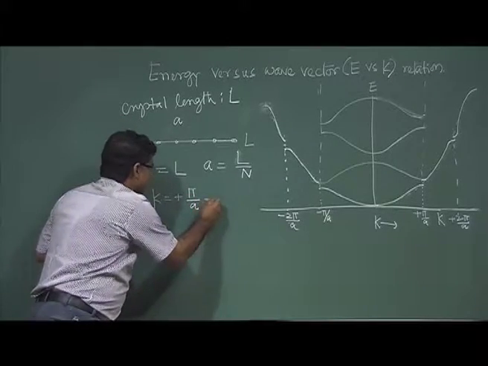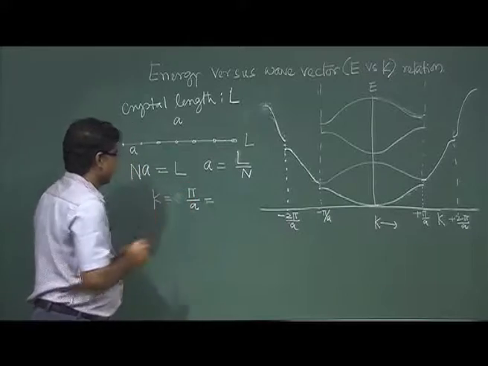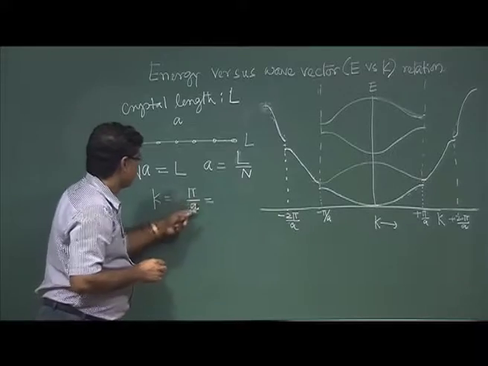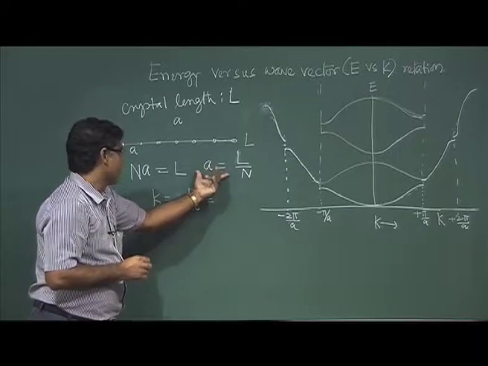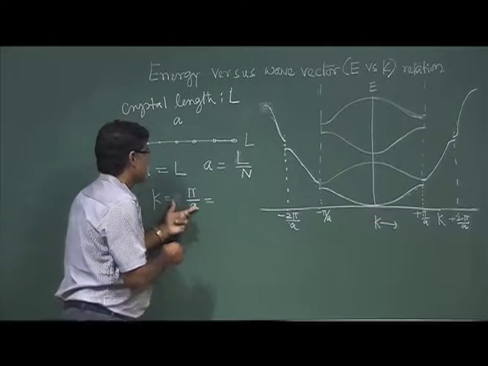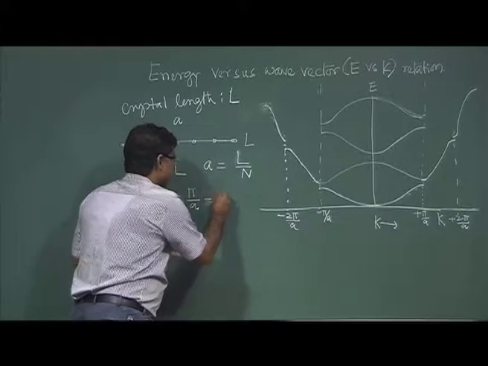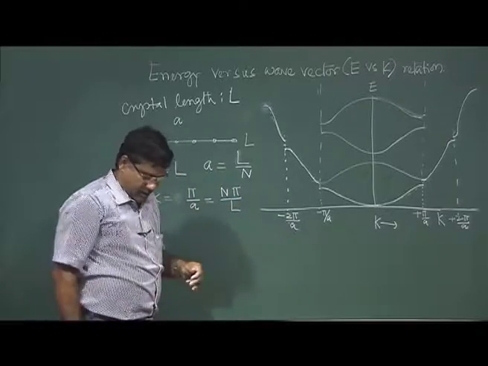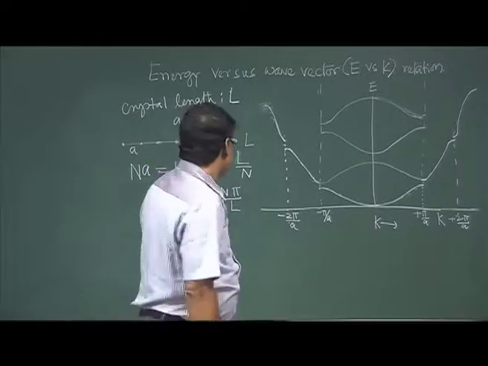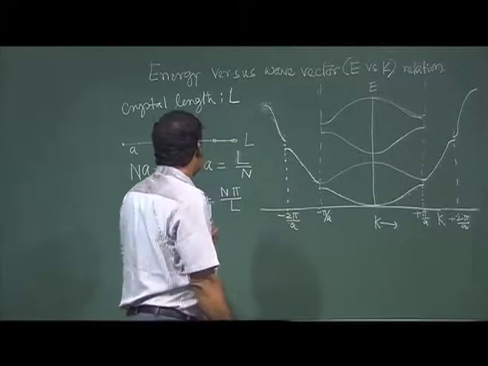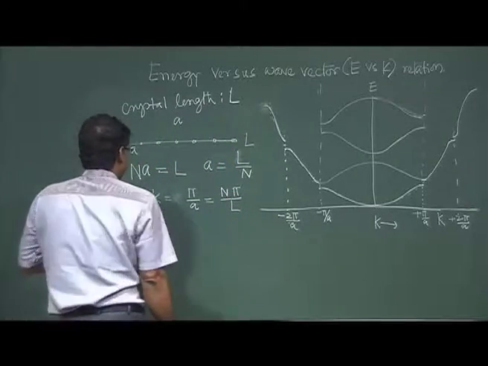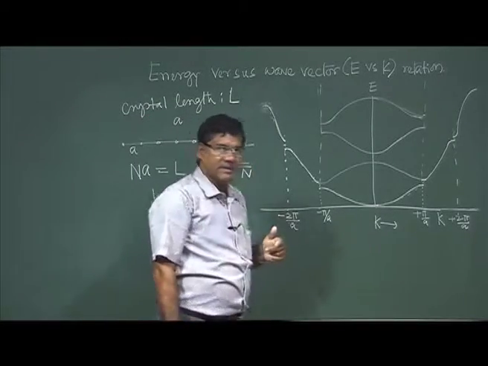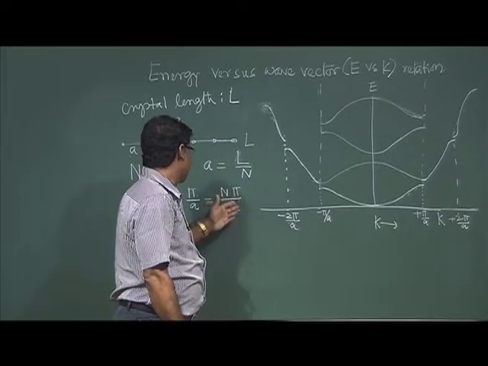So this we can write as plus or minus pi by a, or just pi by a. Then for a finite dimension, if we put this a value here, what I will get is n pi by L, right. So the k value is n pi by L. What does it mean, n pi by L?